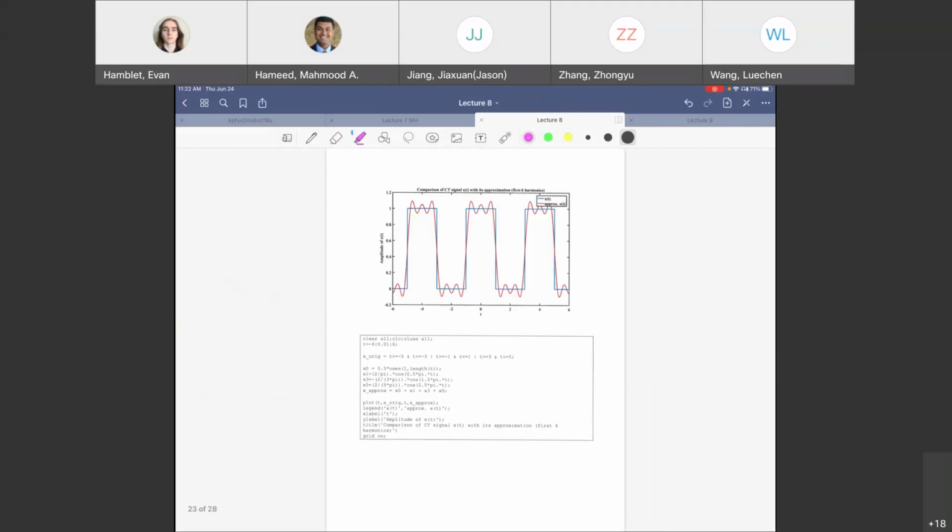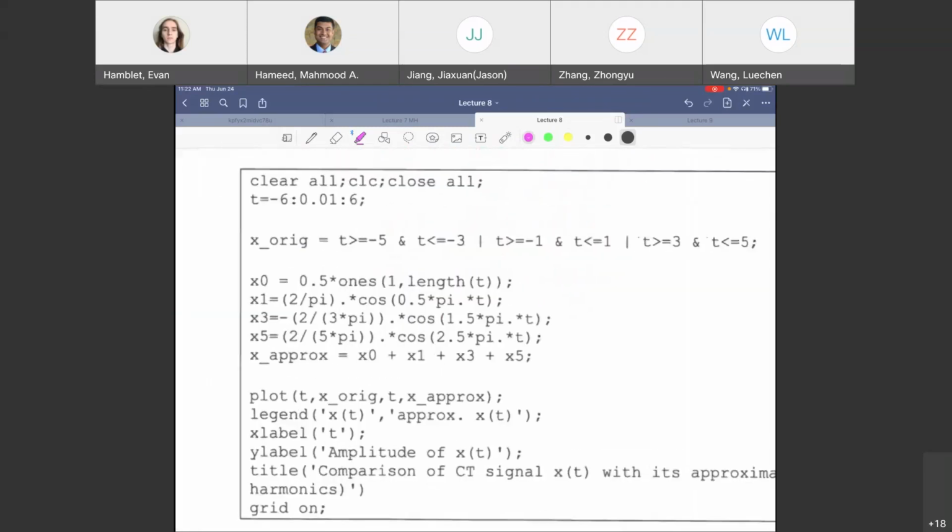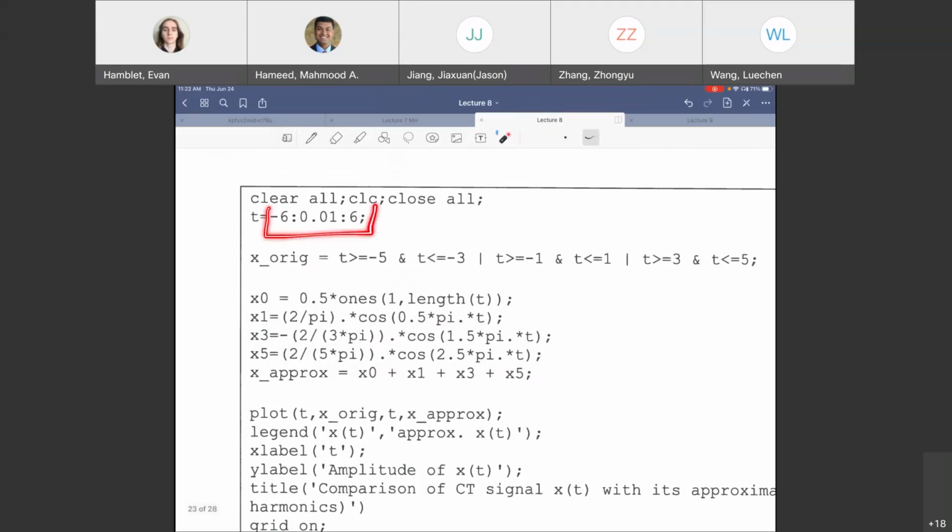For plotting purposes, I've written up a very simple code here. There is a half included in here. That is A sub 0. There is an x1, so that's 2 over pi with a cosine. x3, another cosine. x5, another cosine. So by using cosine functions in MATLAB, I've literally defined those things for some time. What is that time? Negative 6 to 6. So I'm looking at negative 6 seconds to plus 6 seconds.